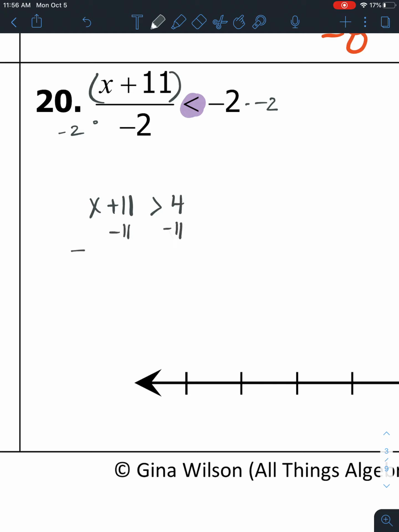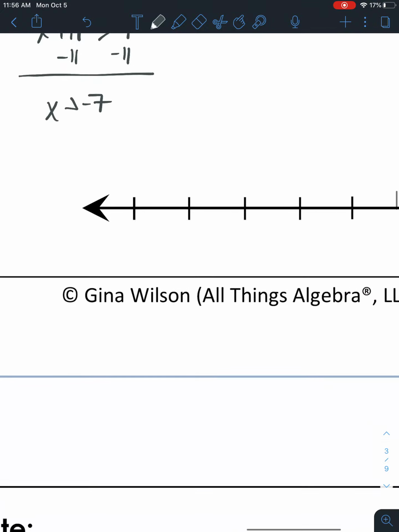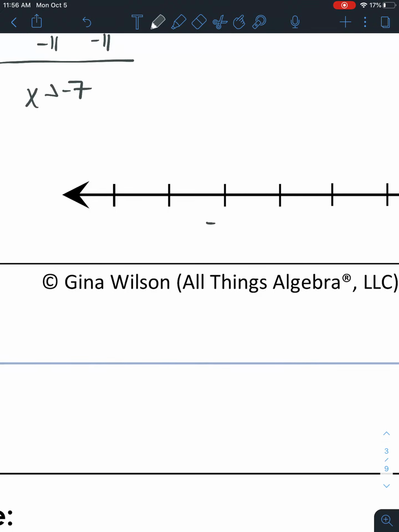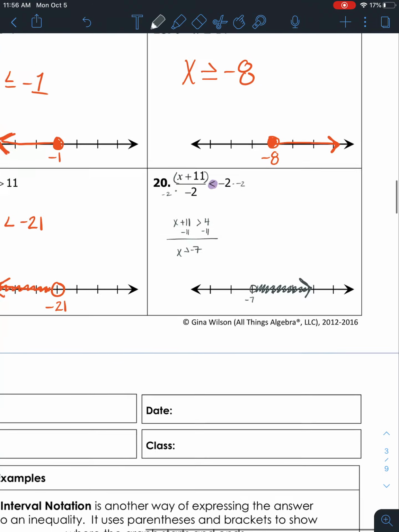Going to minus 11 to both sides, which gives x is now greater than negative 7. Okay, so I'm going to pick where I want my negative 7 to go. Let's go right here. Okay, open circle because there's no line underneath, and I'm going to shade in the direction that it's pointing.